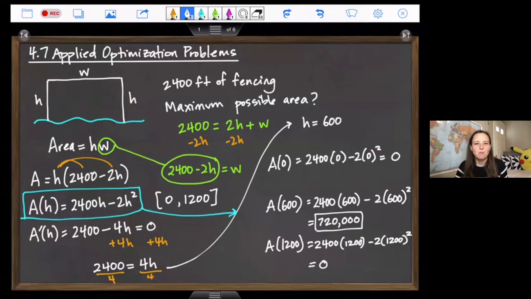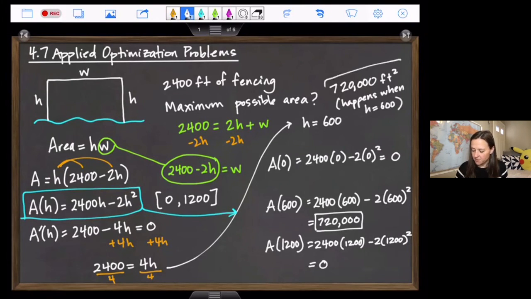So when we started this whole problem, I asked what is the maximum possible area of our goat pen? And the answer is 720,000. And we want to put units on that. Distances in this problem were measured in feet. So area is going to be in square feet. So 720,000 square feet. And we'll just mention that this happens when h is equal to 600. Just to give a little bit of a clue to anybody who actually wants to go out and build a goat pen.